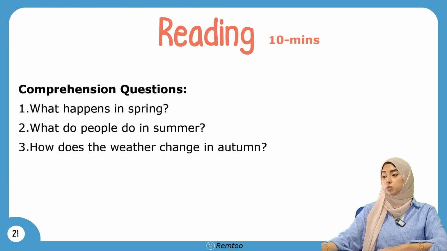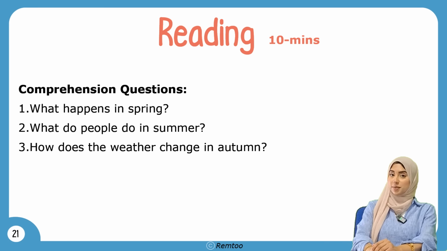Okay, so what do people do in summer? Yeah, they go to the beach. Question 3, how does the weather change in autumn? Yes, the air is cool and fresh, and also the leaves turn orange and yellow. Okay, that is good. So yeah, I will see you in the grammar.